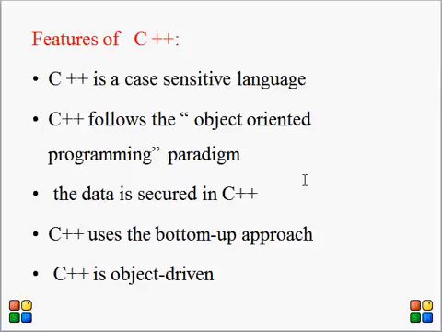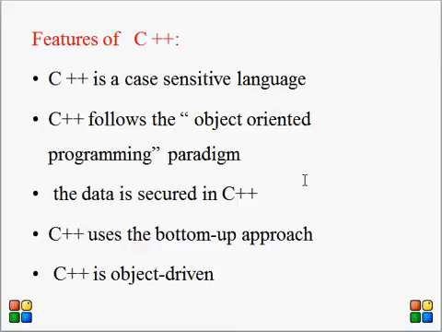Next is the features of C++. The first point: C++ is a case-sensitive language. Write all the keywords in C++ in small letters. Next, C++ follows object-oriented programming. Here we use objects for everything: if you want to call a particular function, add some class, or call class functions, you use objects. What is an object and what is the use of objects? We will see in later videos with practical discussion.